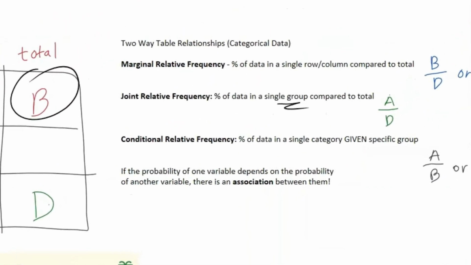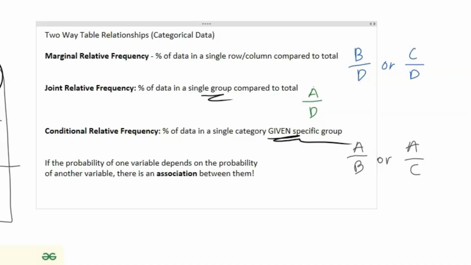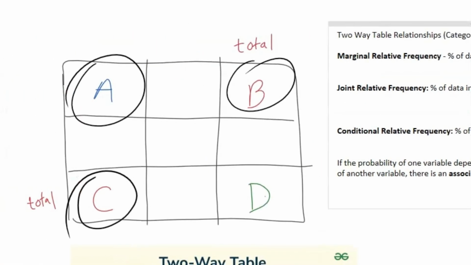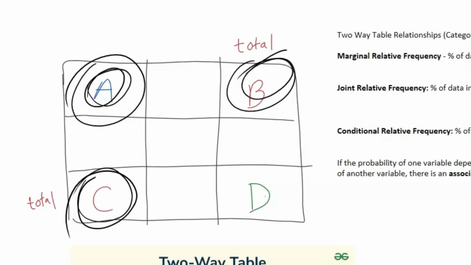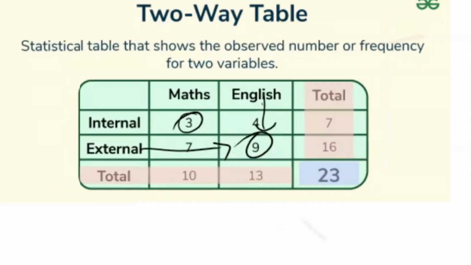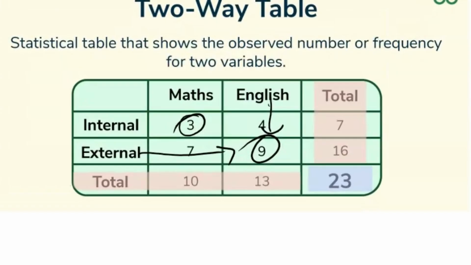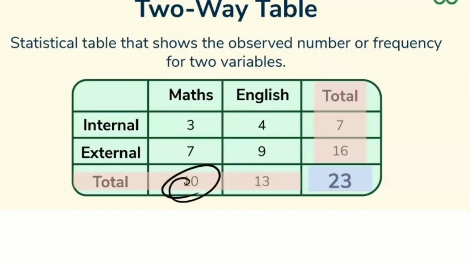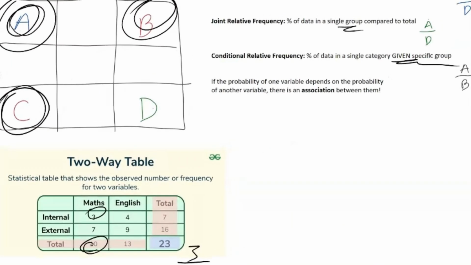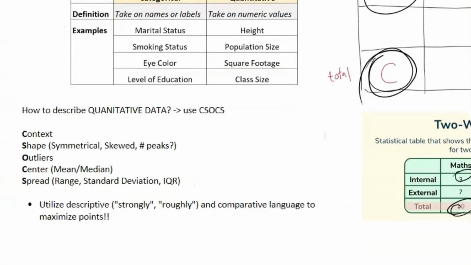Okay, so next we're going to talk about conditional relative frequencies. That's the percentage of data in a single category when you're given a specific group. So now we're going to be looking at A over B or A over C. That's just A, right? And then the total in the group or column is going to be A over C or A over B. In our two-way table, let's say we're given that the student is in math. So that'd be 10. Our total would be 10, and then we want to know what percentage of that is internal. Well, we have 3, so that'd be 3 over 10 as an example.